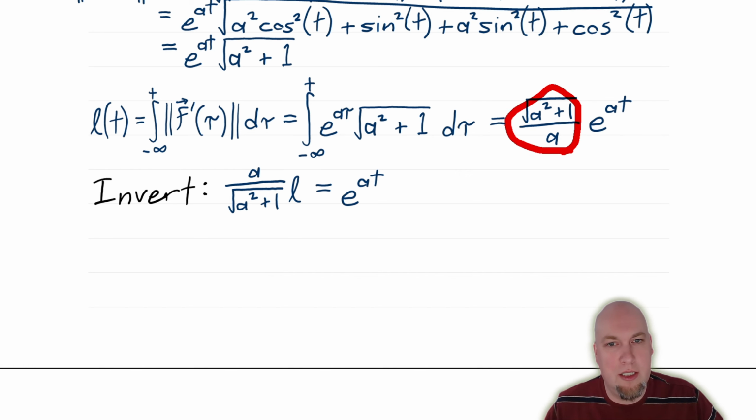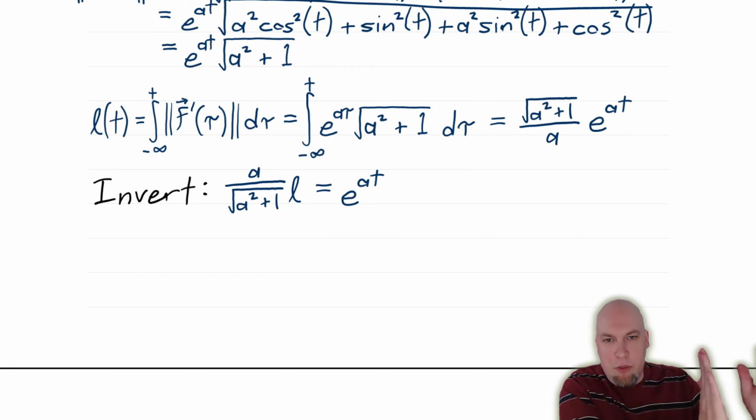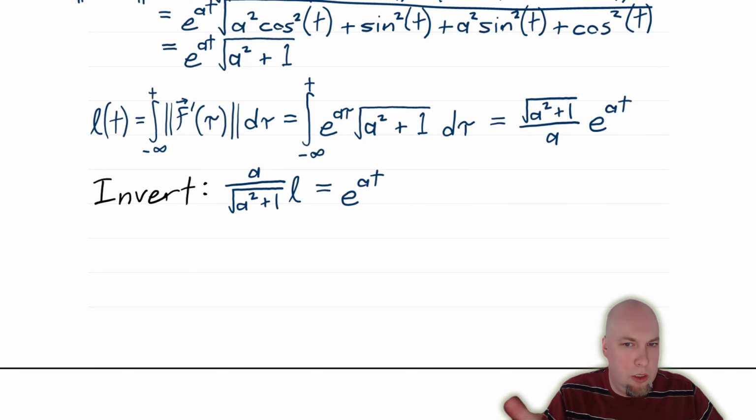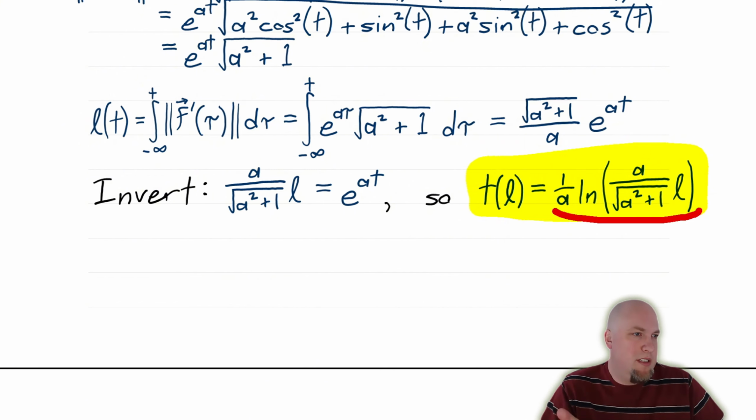So I've just moved this constant over to the left. Okay, and now again, I want t equals something. So I've just got to unwrap this piece here. I'm going to take the natural logarithm, or ln, of both sides and then divide both sides by a. And when I do that, I get t equals this junk over here. And it's kind of ugly, but it just is what it is.